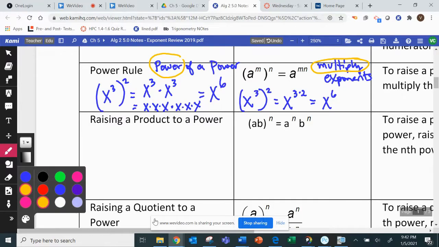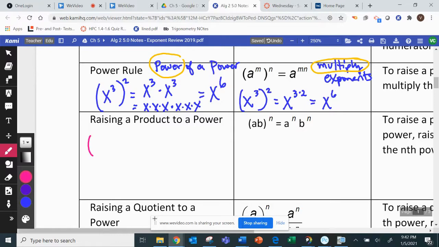Okay, raising a product to a power. So here I would have perhaps 3x squared, and we're going to take that and raise it to a power, and let's raise that to the third.